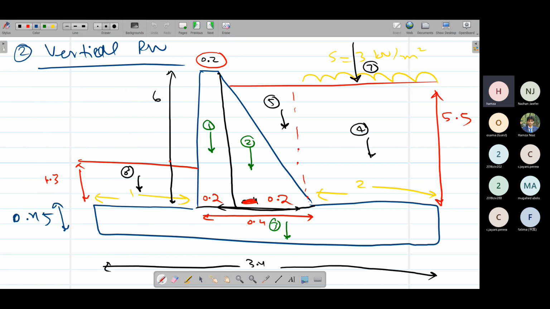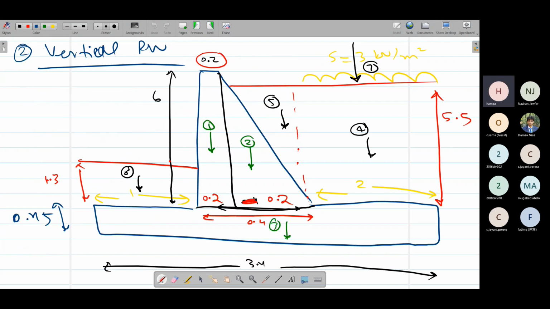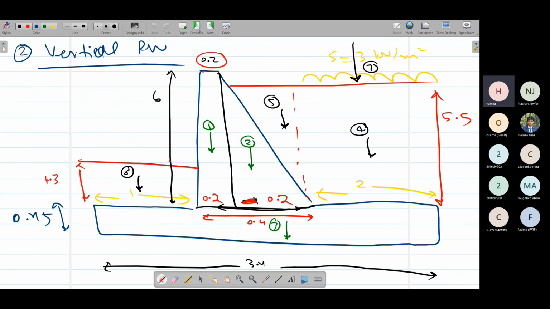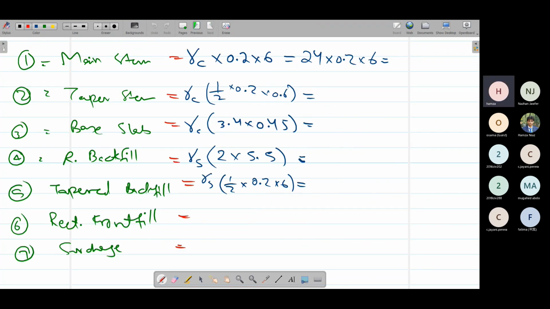The fourth portion we have is sand, this rectangular backfill. So 2 meter is its width, 5.5 is its height, and we are going to use gamma of sand here because it is made of sand. So 2 meter times 5.5 its height. The tapered backfill, the triangular one, is gamma of sand times half into base. Base is again 0.2, height is, sorry, actually its height is 5.5 meters, not 6.